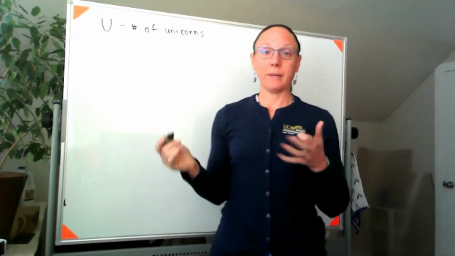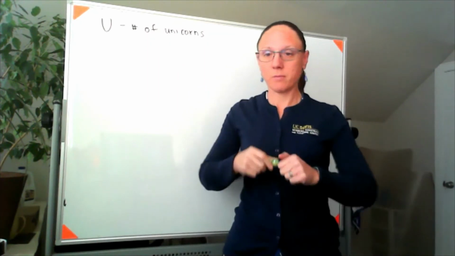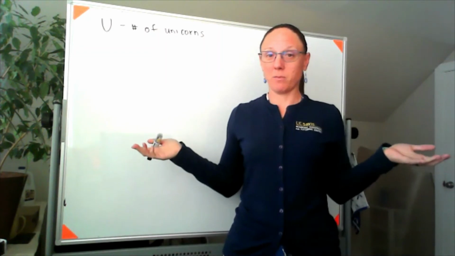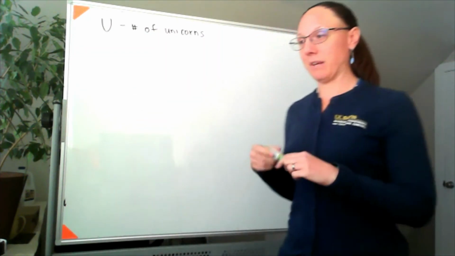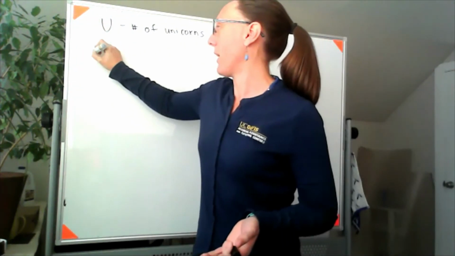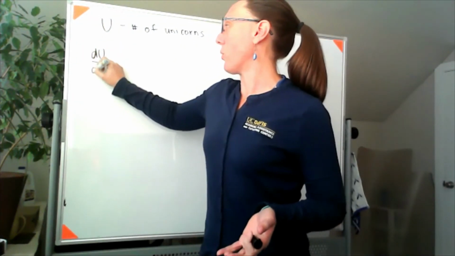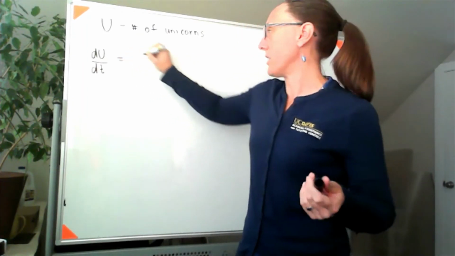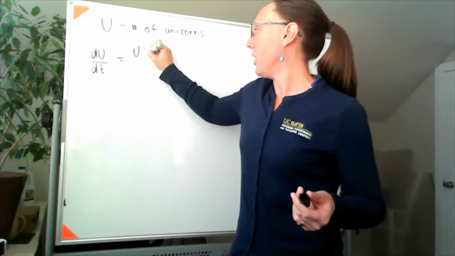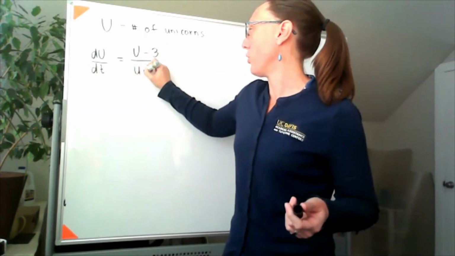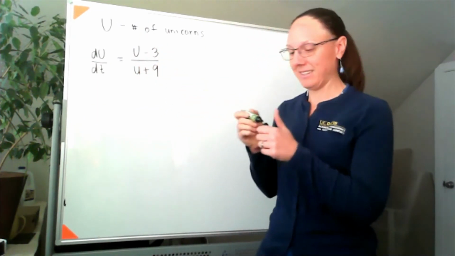I figure, because I know nothing about unicorns, I should be able to choose anything, and maybe the negative numbers make sense. Maybe weird things make sense. So what if my change in unicorns over time is governed by the equation u prime equals (u minus 3) divided by (u plus 9).